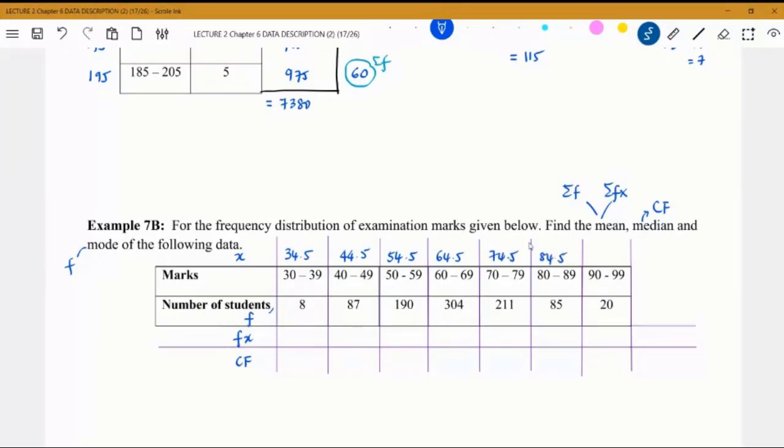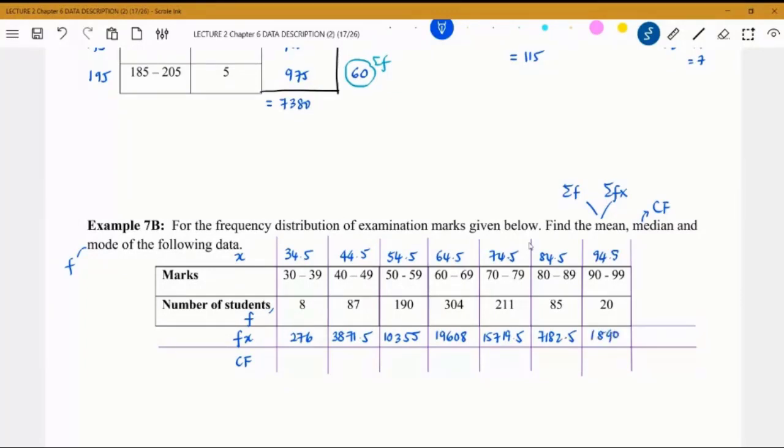And then here's 94.5. Okay, so to find fx, we have to multiply x with f. So here we have 276, 2871.5, 10355. And then here we have a quite large number, which is 19608. 15719.5, and then another two, which are 7182.5, and then the last one, which is 1890.